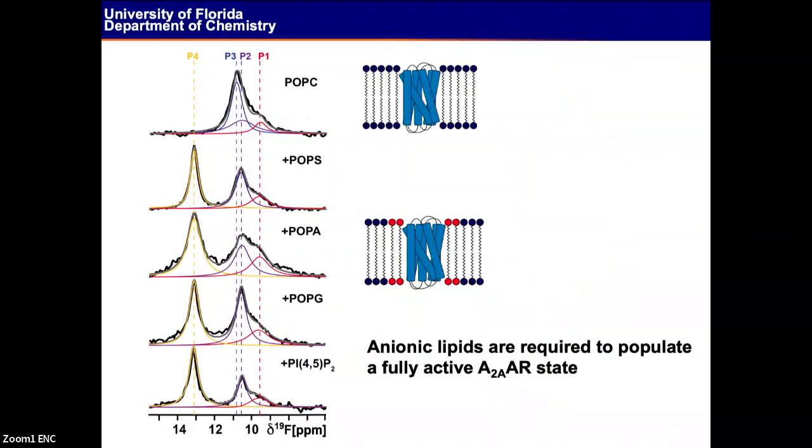So now we can look at the impact of lipid composition, keeping in mind, again, the assignments that we just saw. So we have in the top spectrum here, nanodisc composed of just POPC. And now if we look at subsequent spectra where we add in different anionic lipids, such as POPS, POPA, PG, and PIP2, we again see the presence of this state P4 that was completely absent when we had a lack of anionic lipids. So from this, we can conclude that anionic lipids are required to populate a fully active conformation of the receptor.